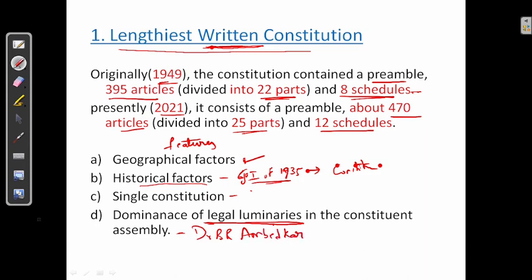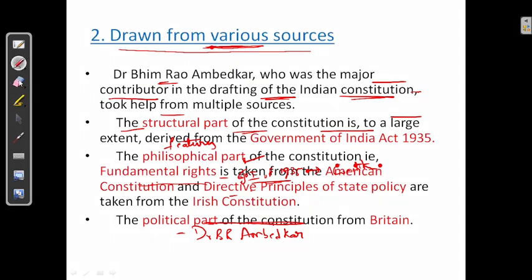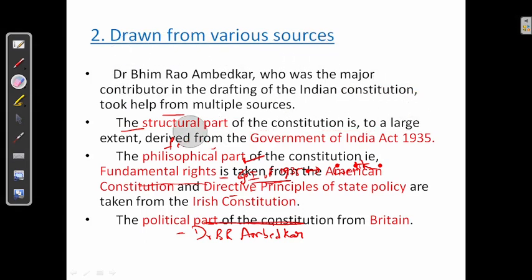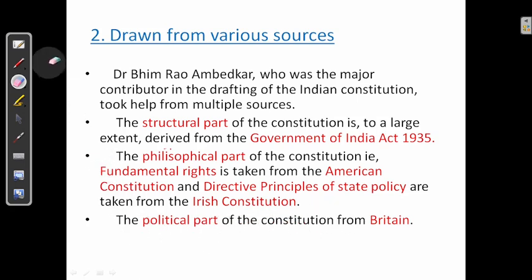Next, we'll see drawn from various sources. Dr. B.R. Ambedkar, who was a major contributor in the drafting of the Indian Constitution, took help from multiple sources. He proudly said that our constitution was made by borrowing important features of different constitutions of the world that were present at that time.